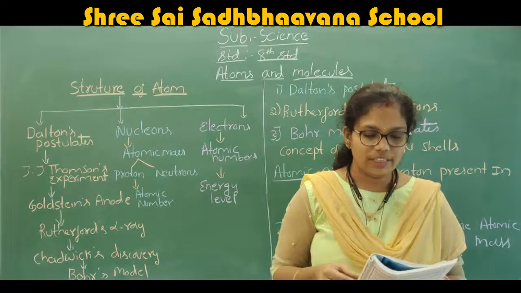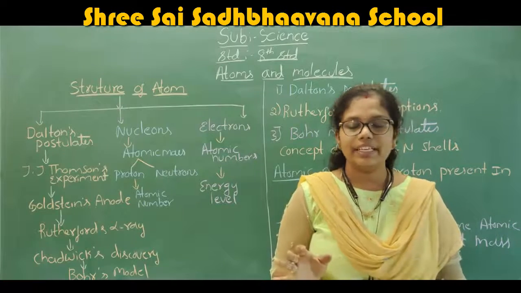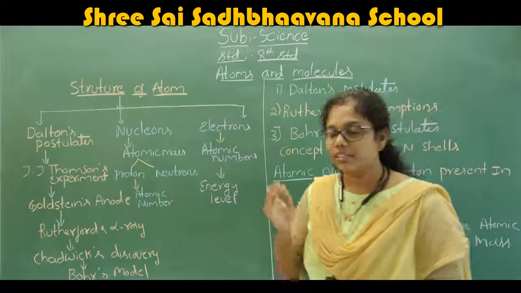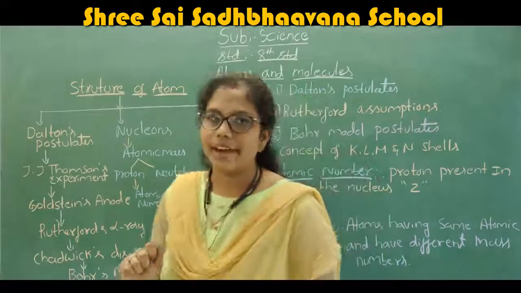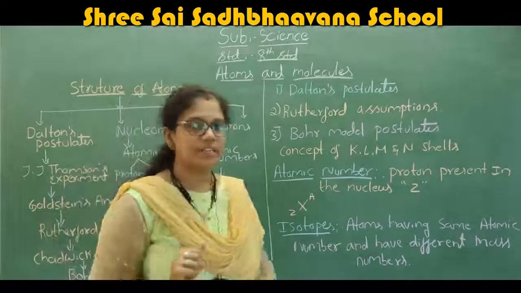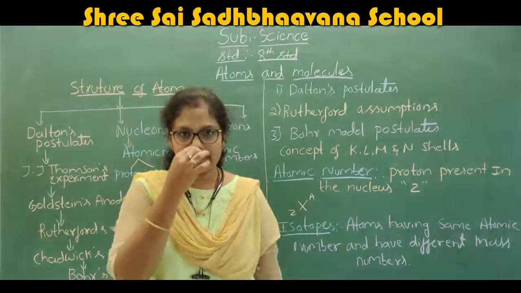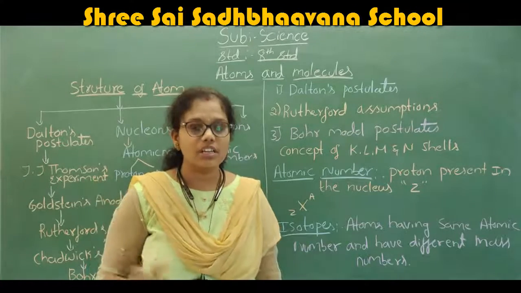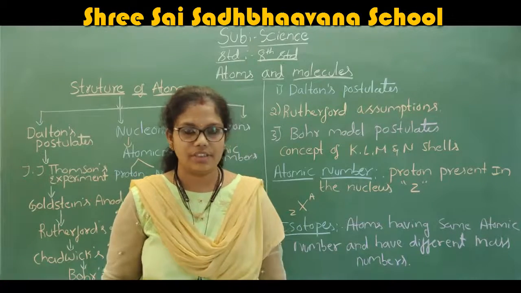What is the fifth postulate? An atom can neither be created nor be destroyed. This is the fifth important characteristic of Dalton's postulates. The atoms can neither be created nor be destroyed.